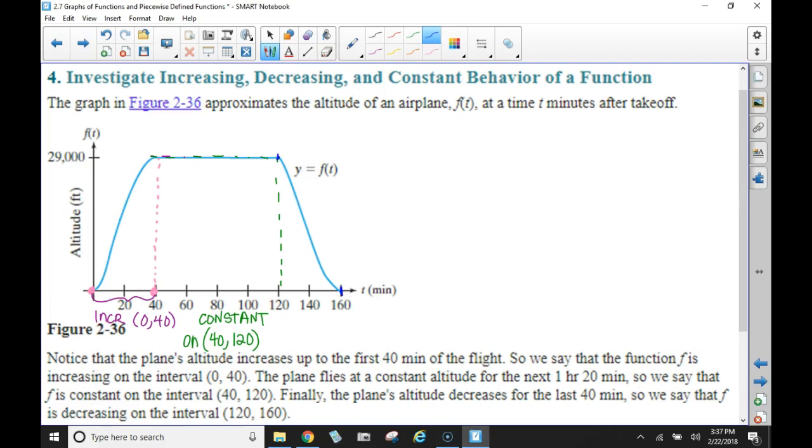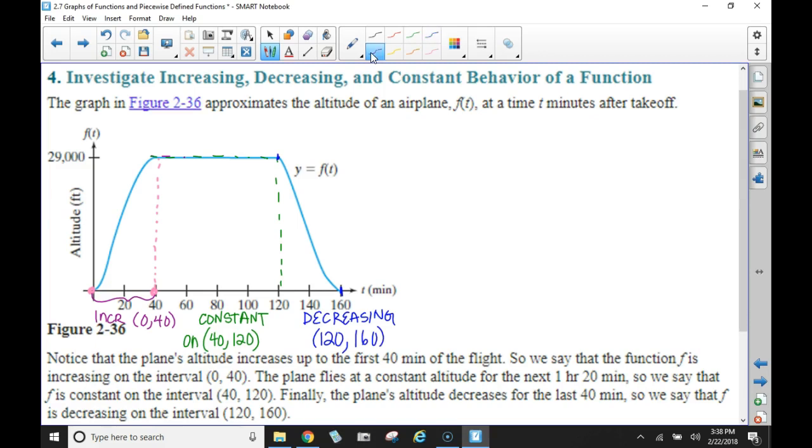And then from 120 minutes to 160 minutes, the airplane's altitude begins its descent back to the airport, and that represents that the function is decreasing because the altitude is decreasing on the interval from 120 minutes to 160 minutes. Now these are intervals for x, okay? And I wrote those in interval notation.